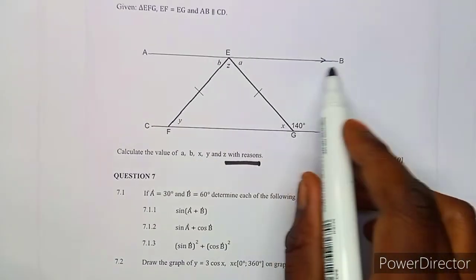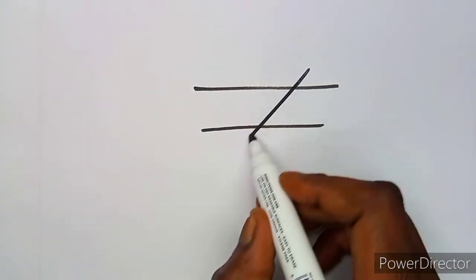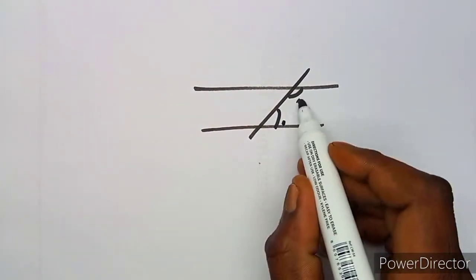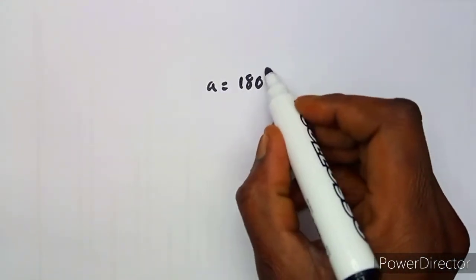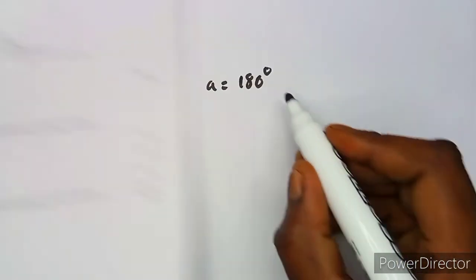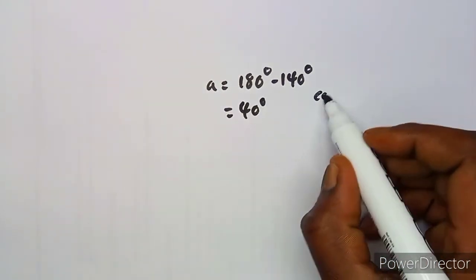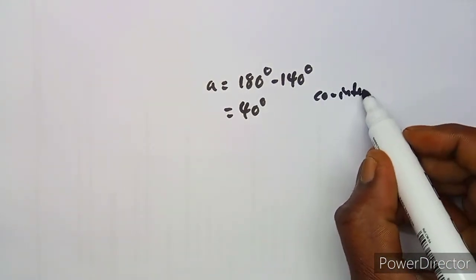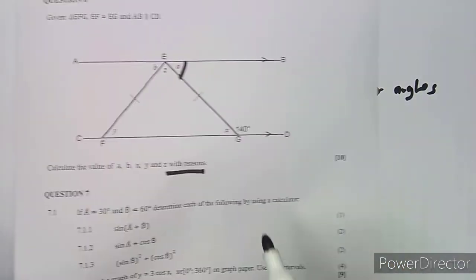Okay, these are parallel lines. As you can see, guys, these are parallel lines. So you can have the value of A. Remember, from parallel lines like this, if you cross this value and this value, they give us 180. They are co-interior angles. So it means A is going to be 180 degrees minus 140, because they give us 180, so it's going to be 40 degrees. So these are co-interior angles. Co-interior angles.